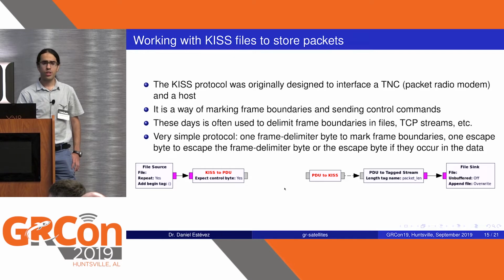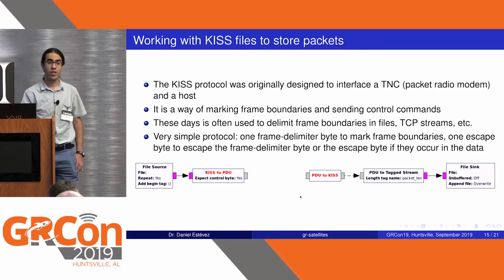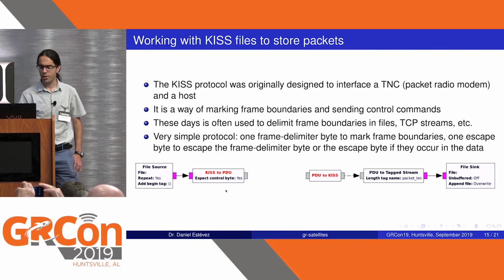So for this, you can use the PDU to KISS and KISS to PDU blocks inside gr-satellites. For example, let's say you want to save some PDUs into a file. You can plug your PDUs in here and send this to a stream of bytes and to the file sink. And to recover or to read those PDUs, you just hook up the file source into the KISS to PDU block and recover your PDUs.